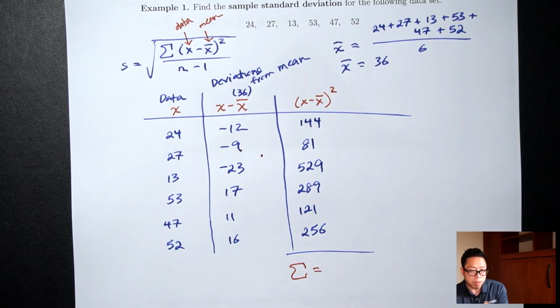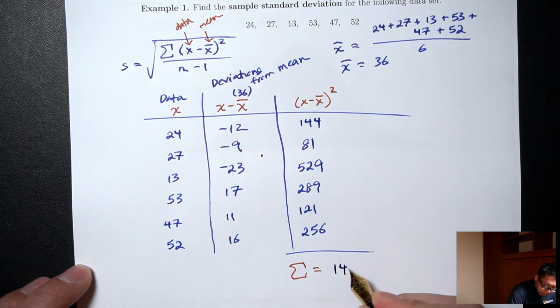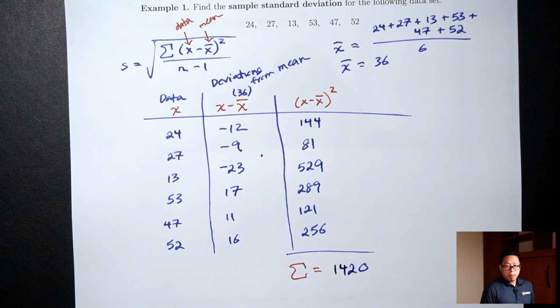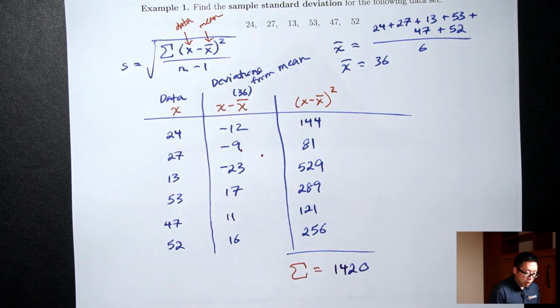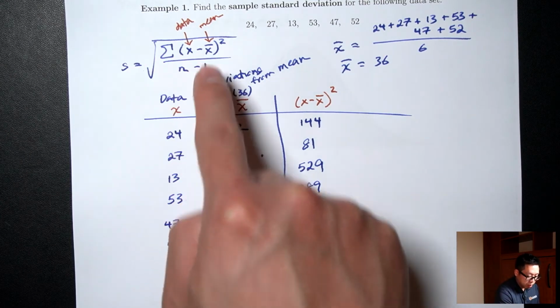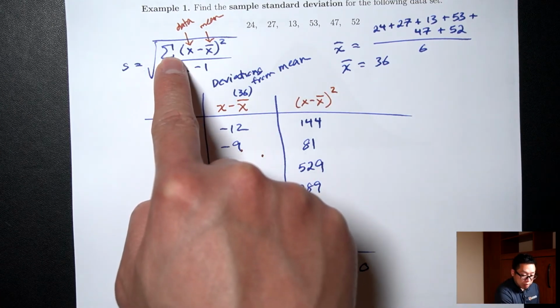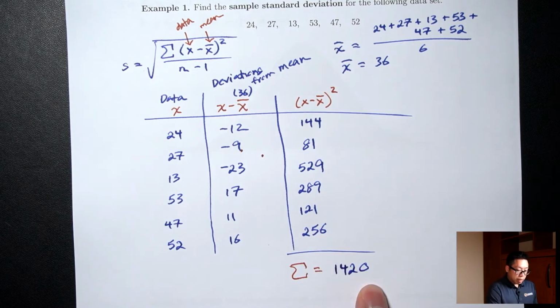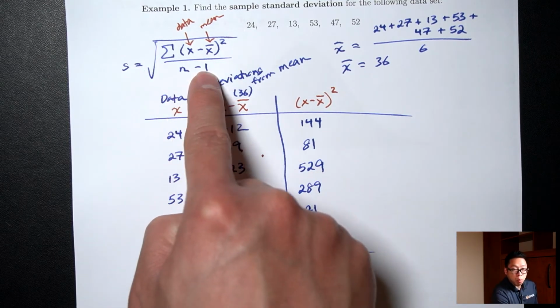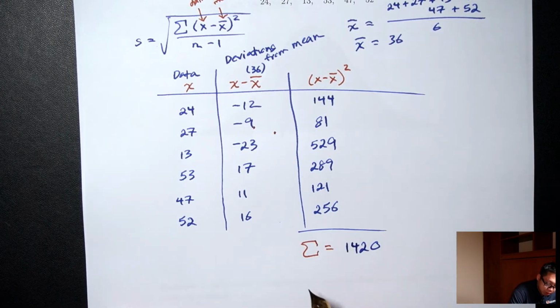That's 144 plus 81 plus 529 plus 289 plus 121 plus 256. And I get 1420. All right, so we did everything on the top of that fraction, right? We did the x minus x bar. We squared it and got this column. The summation symbol means add that column up, and we did. Next up is divide by n minus 1.